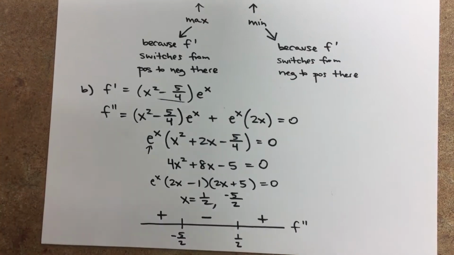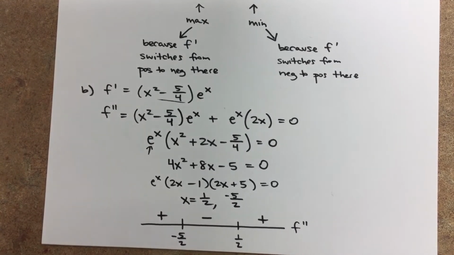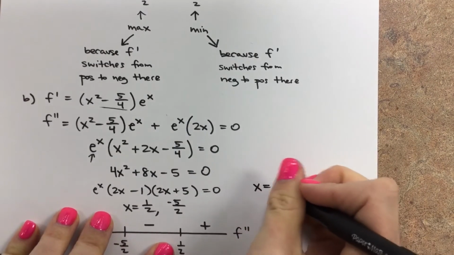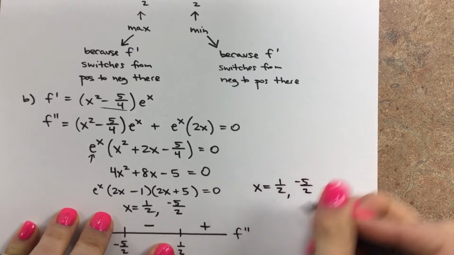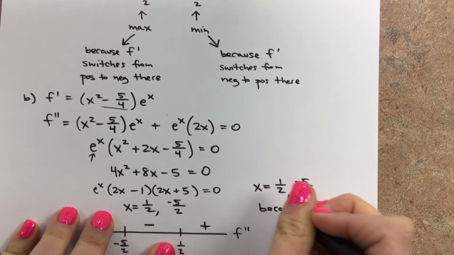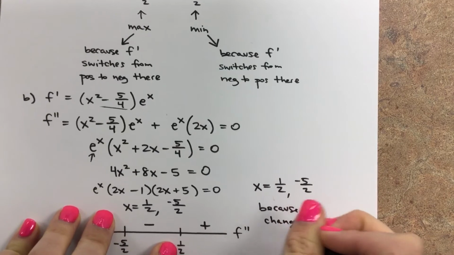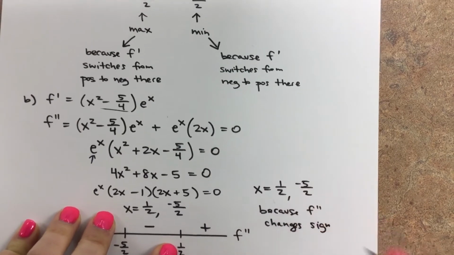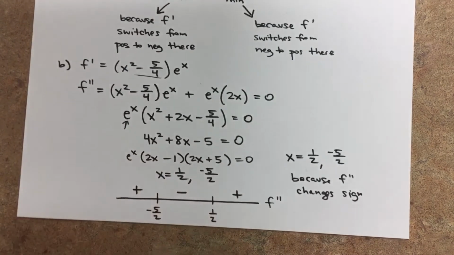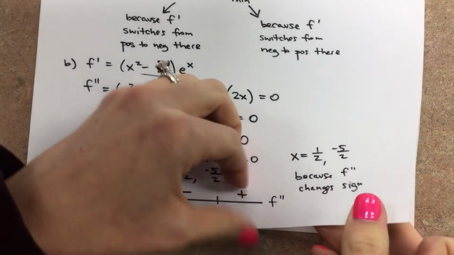So when the question is, find all values at which f has a point of inflection, we would say x equals 1/2 and -5/2 because f double prime changes sign. And we back that up with the sign chart that we just made. All right, so that's B. So now we're done with f for right now.